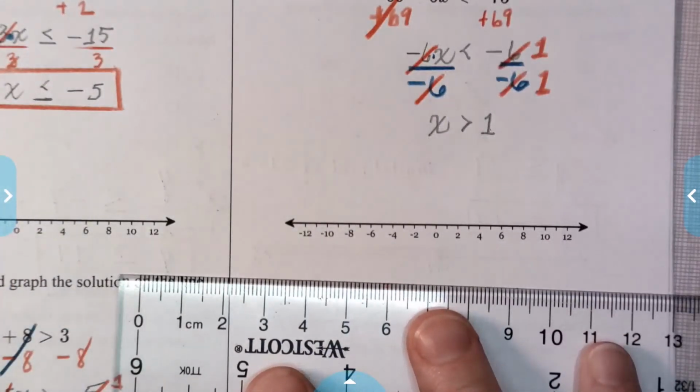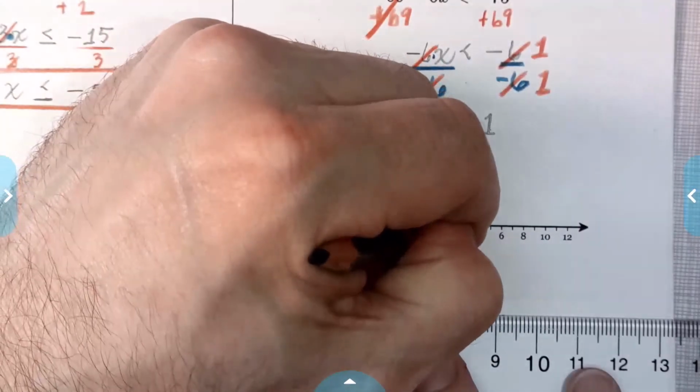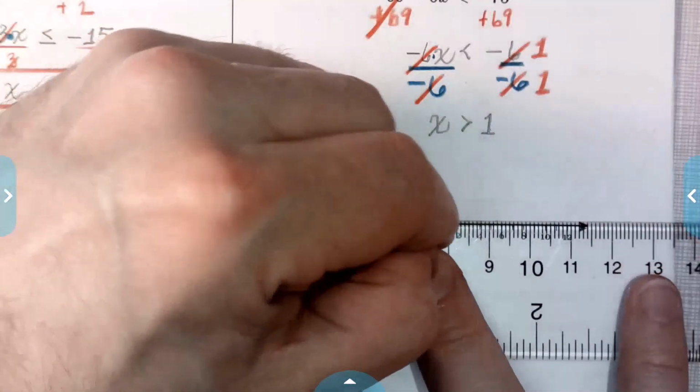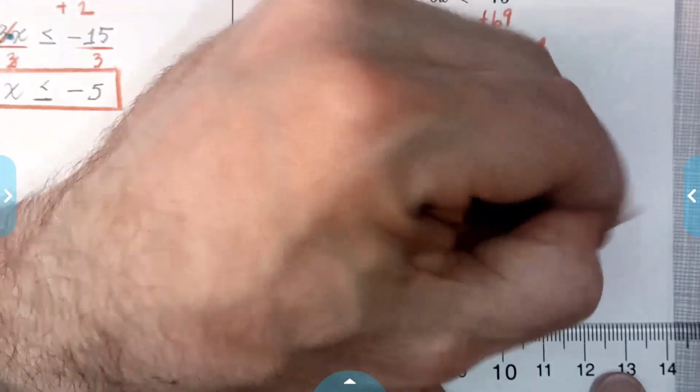Okay? So what am I going to do? Well, I'm going to come down here to my graph. I'm going to put a circle around 1. And then it's greater than 1, right? So I'm going to go put an arrow off to the right into forever.